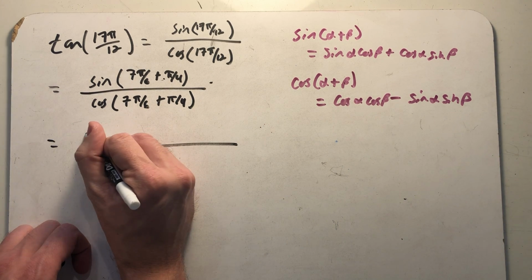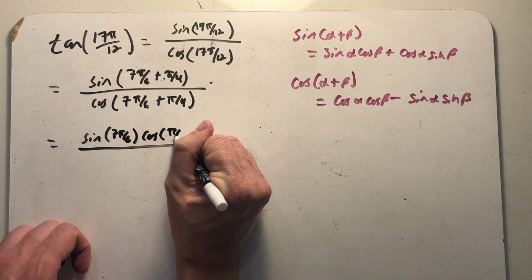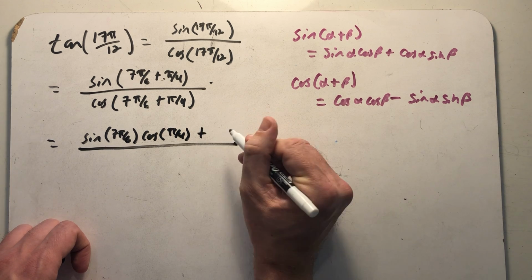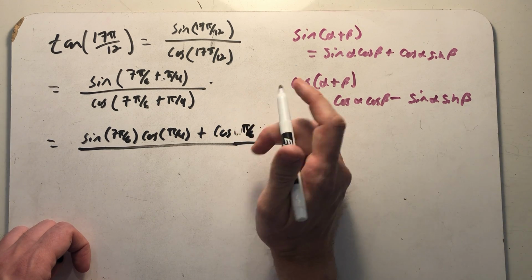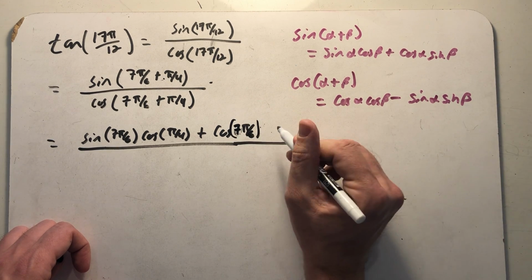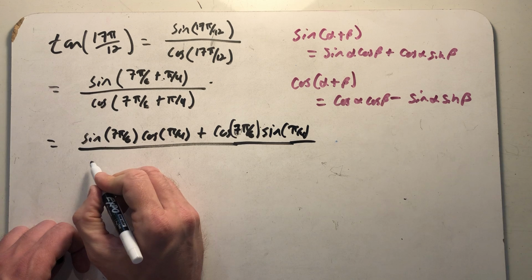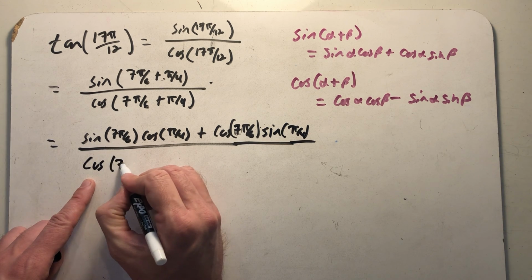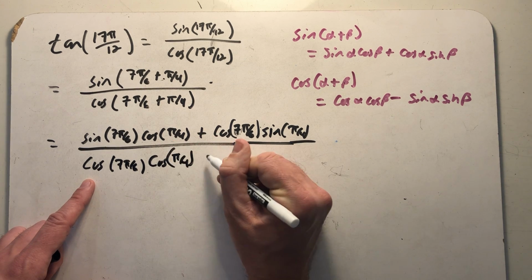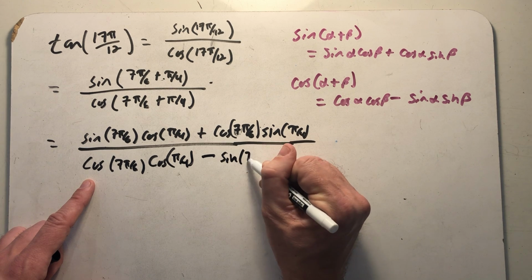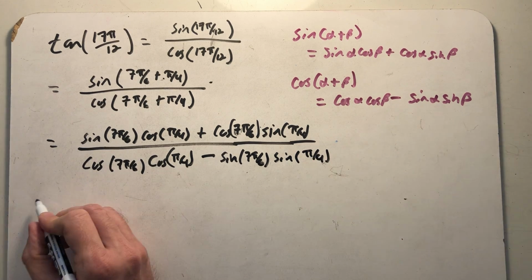So on top, we have sine of the first angle, 7 pi over 6, times cosine of the second angle, pi over 4, plus the cosine of 7 pi over 6, times the sine of pi fourths. And on the bottom, I have that cosine pattern. So the cosine of 7 pi over 6 times the cosine of pi over 4 minus the sine of the first angle, 7 pi over 6, times the sine of the second angle, pi fourths.